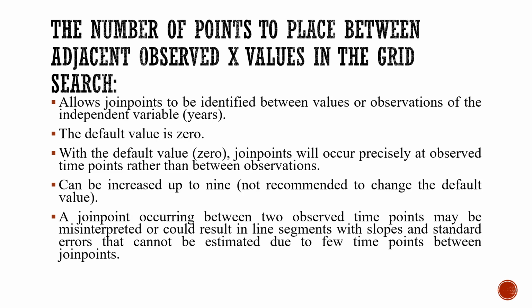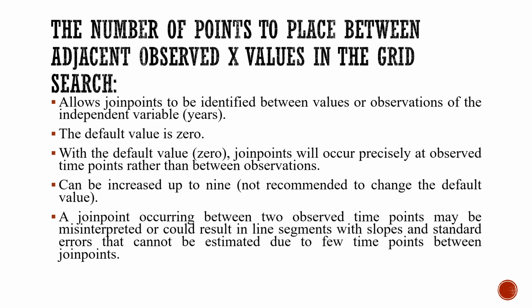The number of join points to place between adjacent observed x values in the grid search is the third option. This allows join points to be identified between values or observations of the independent variable. The default value is 0. With the default value being 0, join points will occur precisely at observed time points rather than being between observations.